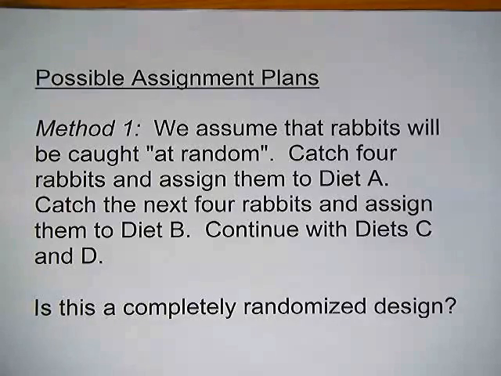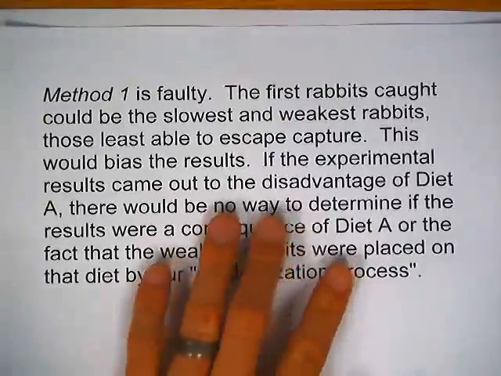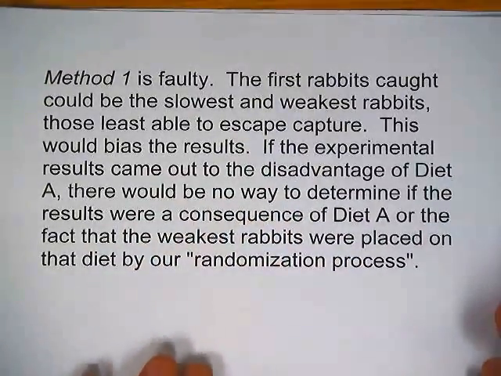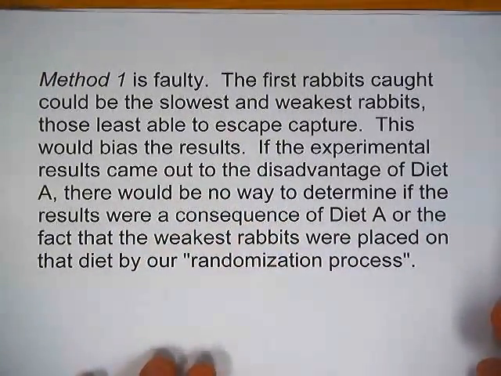In method 1, we assume that the rabbits will be caught at random. Catch 4 rabbits and assign them to Diet A. Catch the next 4 rabbits and assign them to Diet B. Continue with Diet C and D. So is this a completely randomized design? Were those diets assigned to the rabbits totally by chance? And I would like to make the argument that no, this isn't a completely randomized design.